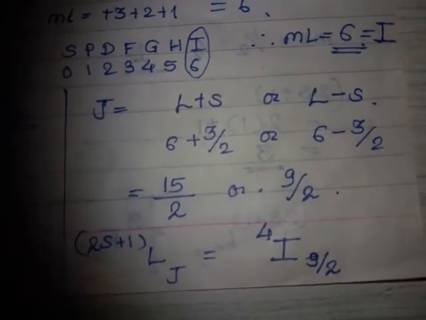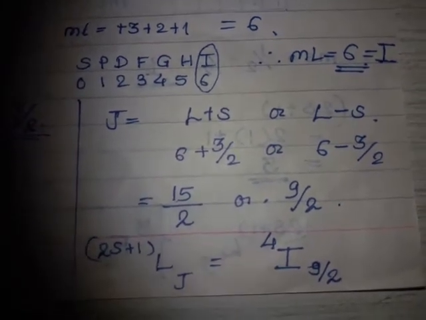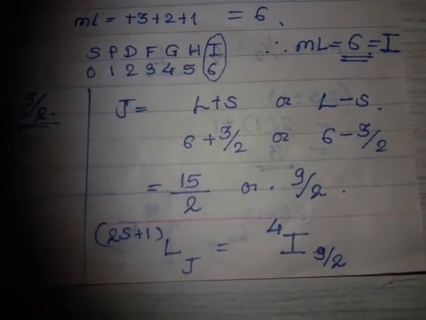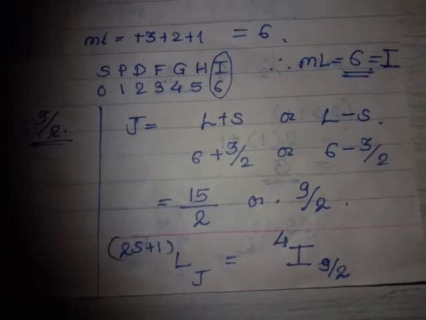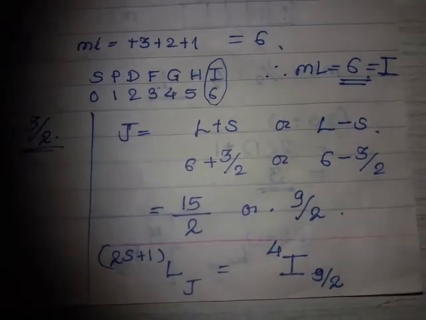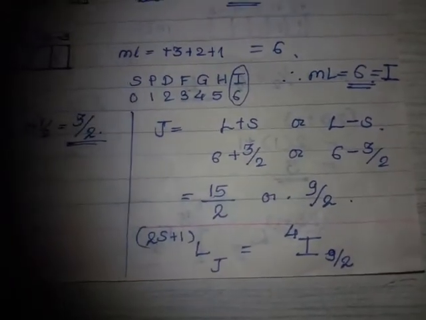But our f orbital contains only 3 electrons. That's why our orbital is less than half filled. So we use L minus S as the J value, or special quantum number, that is the spin-orbital type of coupling. So J is equal to 9/2.